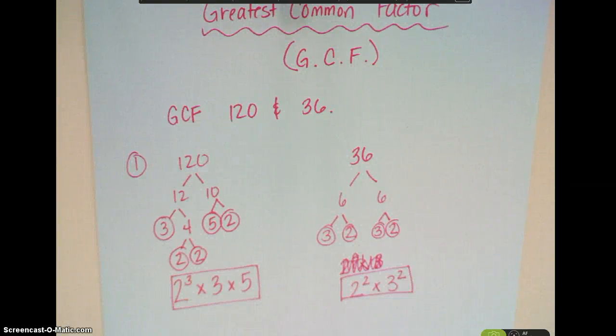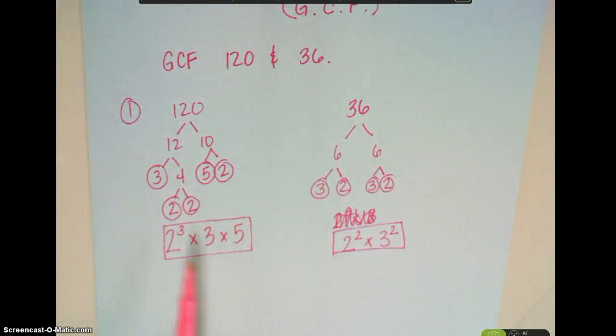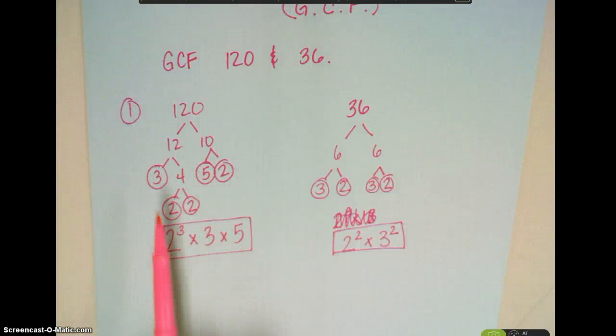So the second step is we are going to write down only the factors that have numbers in common. Okay, so what that means is, because I only have a 5 in the 120 factor tree and not in the 36, I'm not going to use the 5 at all. Okay, so I'm only going to write down the ones they have in common, and then when I use those, I'm only going to use the smallest exponential form or smallest form of that number.